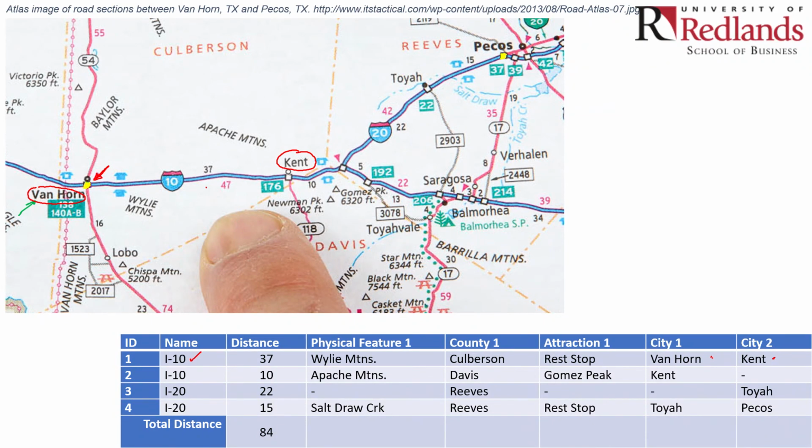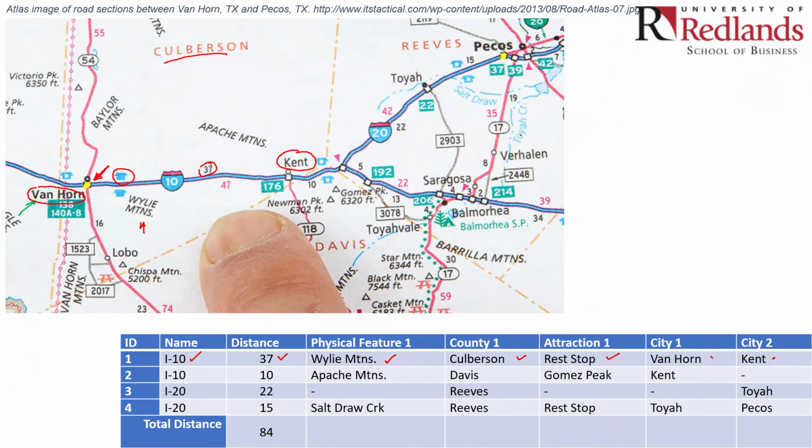The distance is 37 miles right here. And maybe there's something to see along the way. I make sure I tell my kids to look out the window, and here is the Wiley Mountains. And I want to know that I am in Culberson County for some particular reasons, and I also want to know is there a rest stop. So here's Culberson County, and boy, do I want to know that there's a rest stop available.